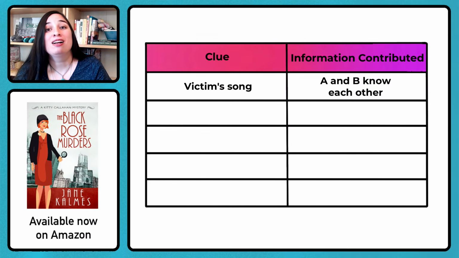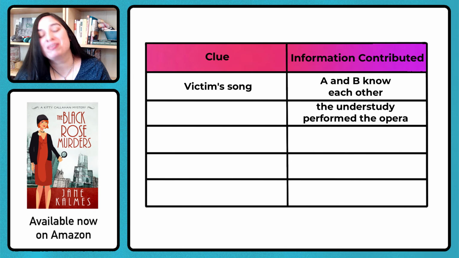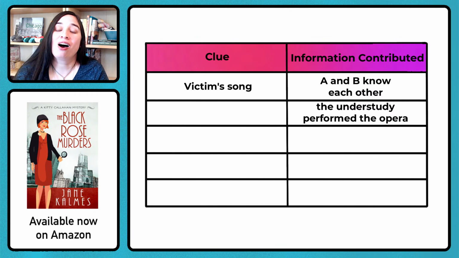Well, I decided that was how the crime went down, but while I'm writing the drawing room scene, I realize that I haven't actually planned any way for my sleuth to know about it. She doesn't have anything to say when the villain brings up that particular objection. So now I just need to add a new row to my clue spreadsheet. It's got a blank on one side, and under information contributed, it says the understudy performed the opera.